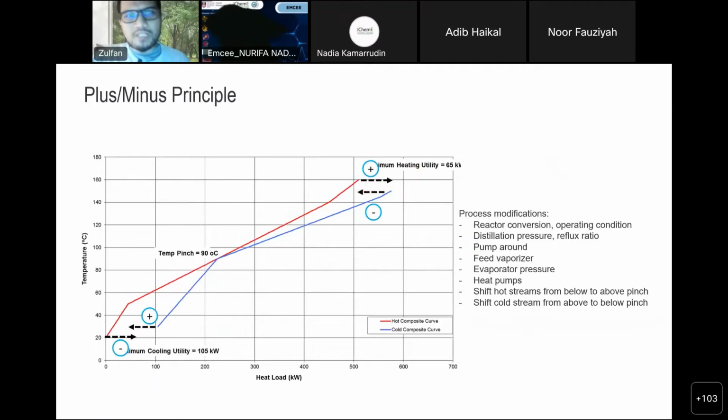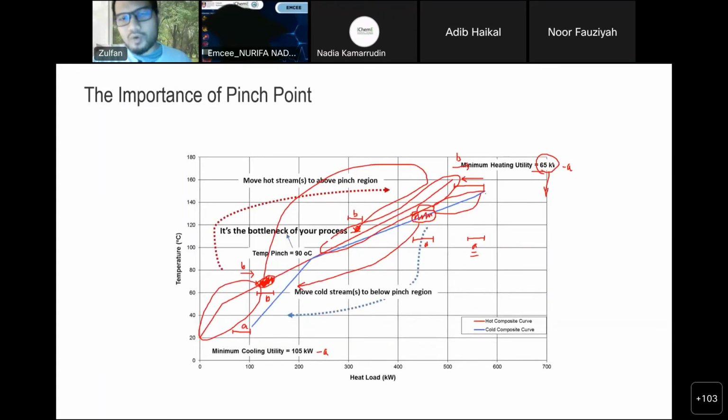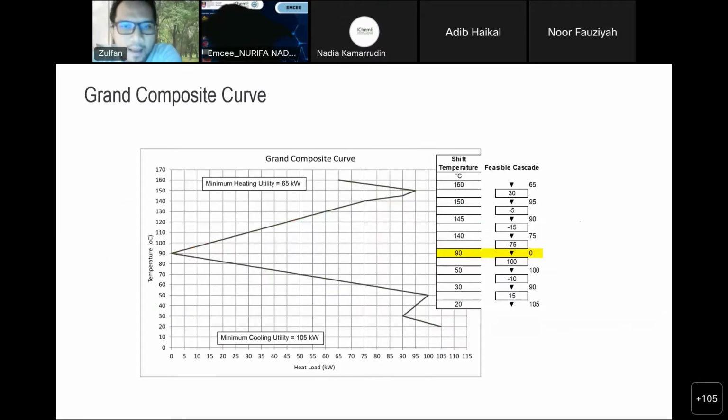And then there's also the plus minus principle. It's basically what I have mentioned before. Go into the process and see if any of these process or hot streams or cold streams can be moved around the pinch point in such a way that it will reduce the minimum heating and cooling duty. We can only do these modifications, or what they call the plus and minus principle, if it benefits us from the energy perspective, or more importantly in practice from the cost perspective, where we have to take into account not only the operating cost but also the capital cost.